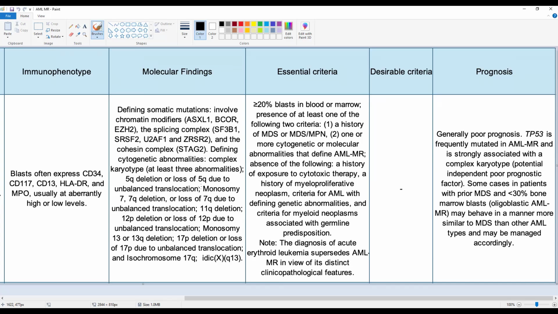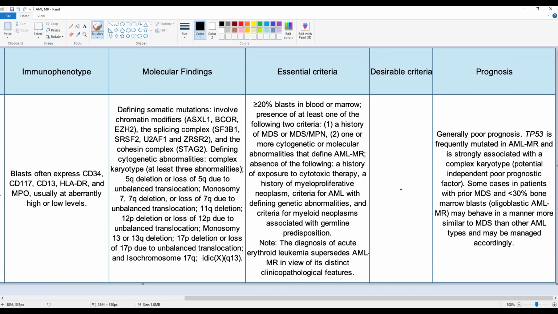We do also have defining cytogenetic abnormalities. These include complex karyotype, which means at least 3 abnormalities, 5q deletion or loss of 5q due to unbalanced translocation, monosomy 7 or 7q deletion or loss of 7q due to unbalanced translocation, 11q deletion, 12p deletion or loss of 12p due to unbalanced translocation, monosomy 13 or 13q deletion, 17p deletion or loss of 17p due to unbalanced translocation, and isochromosome 17q, as well as this one.